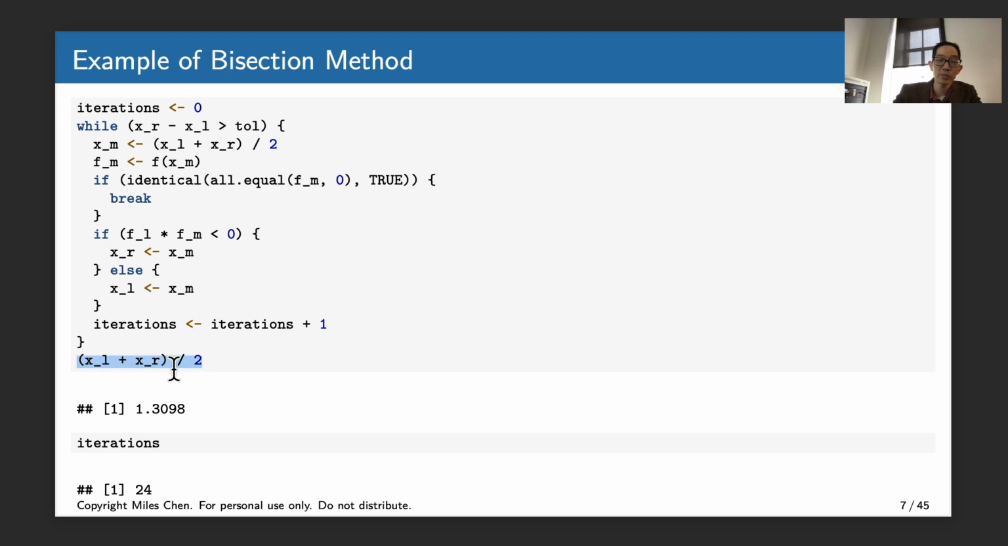Then I say, all right, what's the midpoint of my left and right-hand side? And it says our number is 1.3098. And we go, okay, that sounds good. How many iterations did it take? It took us 24 iterations to reach this point.